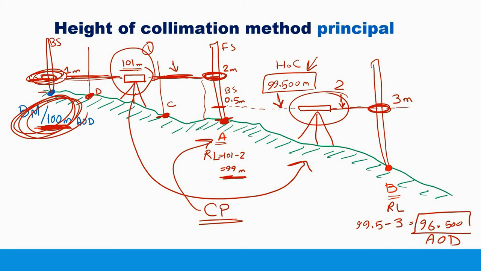Okay, and then we will calculate the new height of collimation, and from this height of collimation we are going to take away the staff readings of the foresights, and if we have intermediate sights here or here or here, we can take away from this height of collimation to get the reduced level of these points.